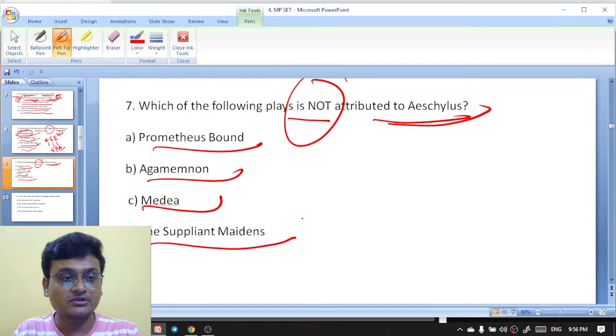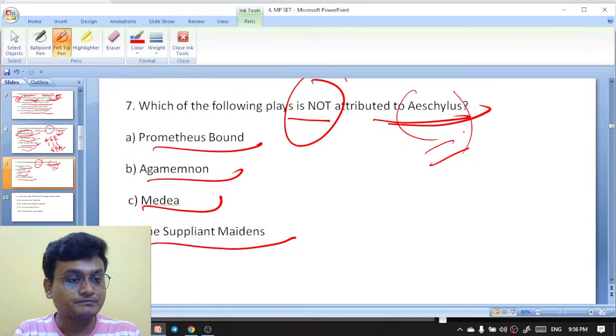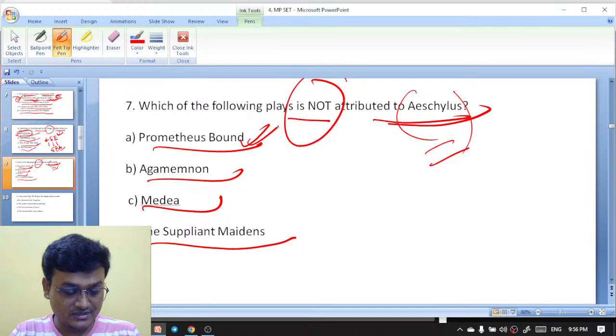Which of the following plays is not attributed to Aeschylus? Prometheus Bound, Agamemnon, Medea, and the Suppliant Maidens. This is one of the famous works by Aeschylus. Prometheus Bound is actually a work by Aeschylus, a famous work.